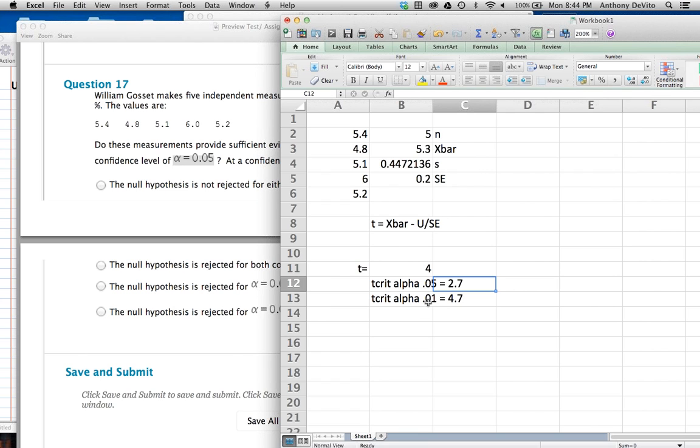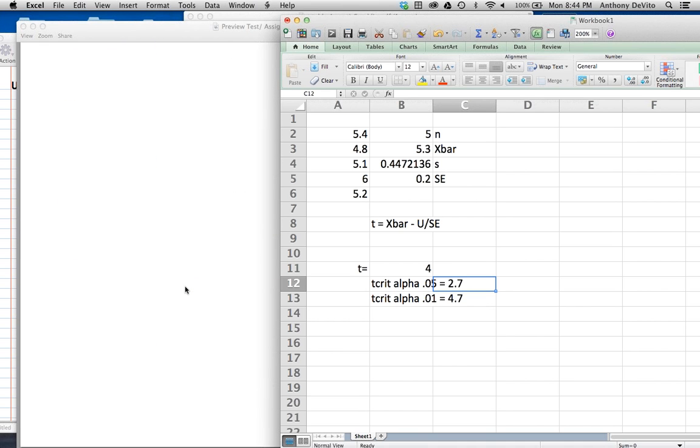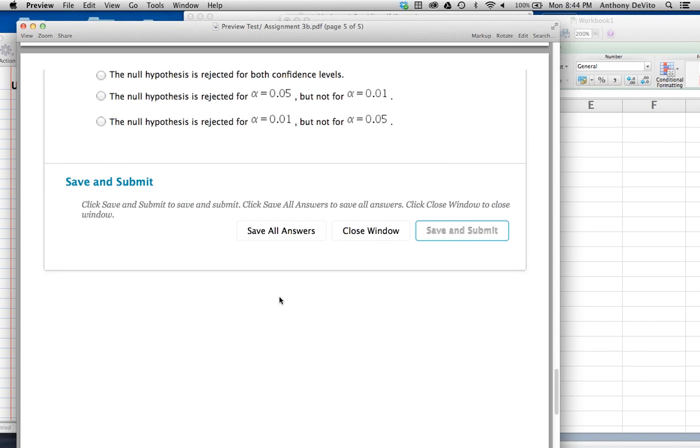But at 0.01 level of confidence, alpha is 0.01, T critical for 4 degrees of freedom is 4.7. And in this case, I don't exceed that 4.7, so I fail to reject the null hypothesis. First part, I do reject the null hypothesis. Second part, I fail to reject the null hypothesis. Okay? That makes sense. That was the last problem.